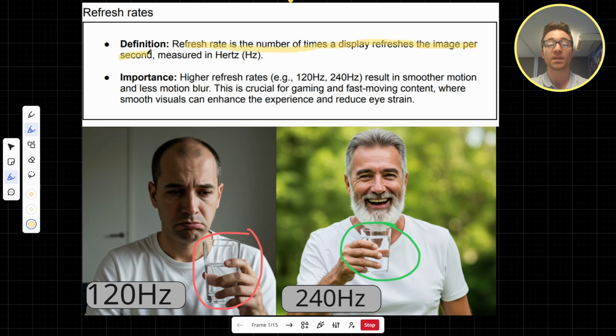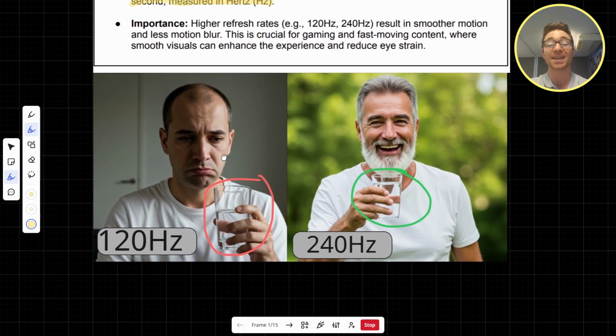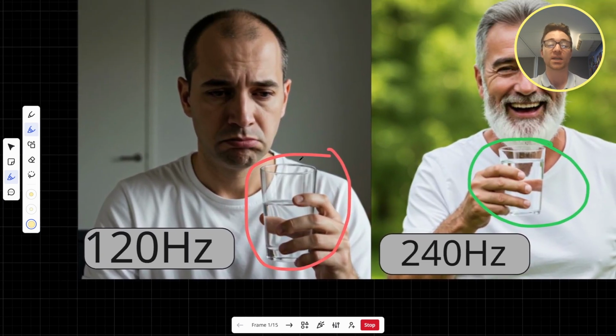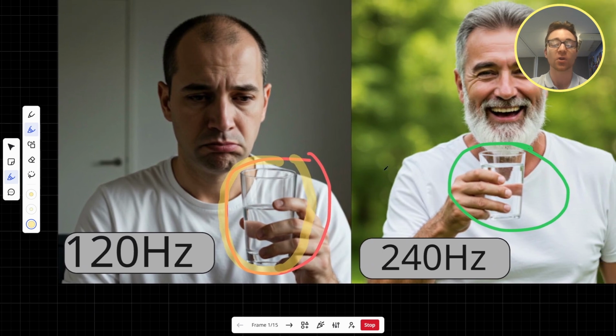The refresh rate is the number of times a display refreshes the image per second. It's generally measured in hertz, which is a capital H and a lowercase z. So for example, down here, this guy is not very refreshed.